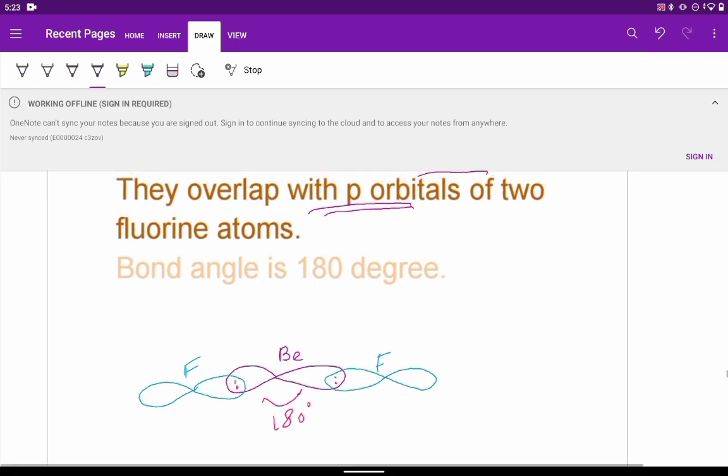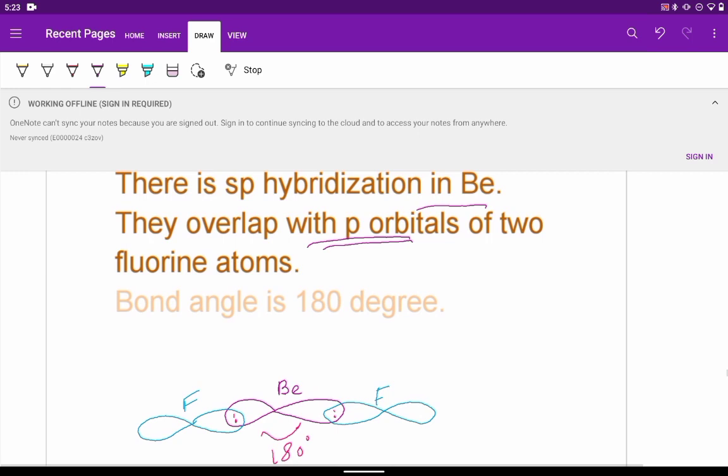So in case of beryllium, there is sp hybridization. They will overlap with the p orbitals of two fluorine atoms. One beryllium atom, s and p, we will get two hybridized orbitals, sp hybridization resulting in two orbitals. Both are similar, so they can form overlapping bond formation, each a sigma bond again with fluorine. The bond angle is found to be 180 degrees.